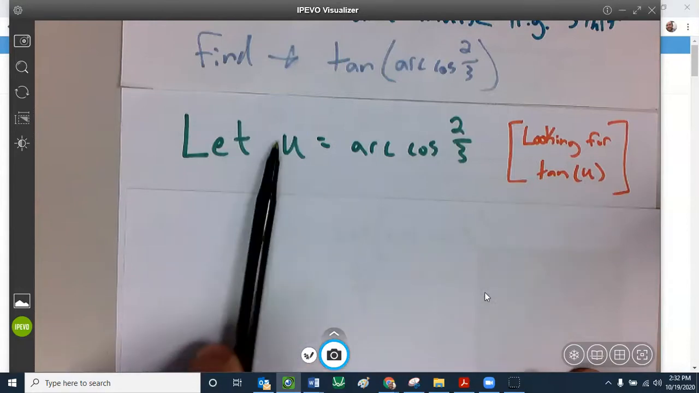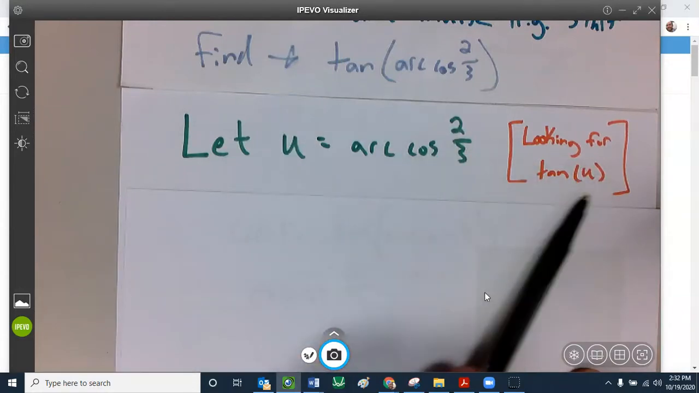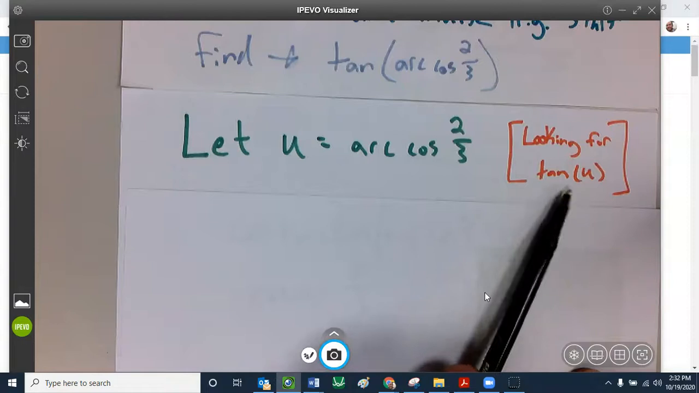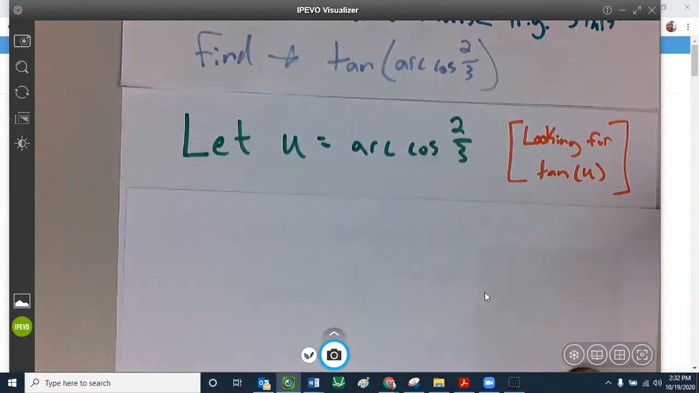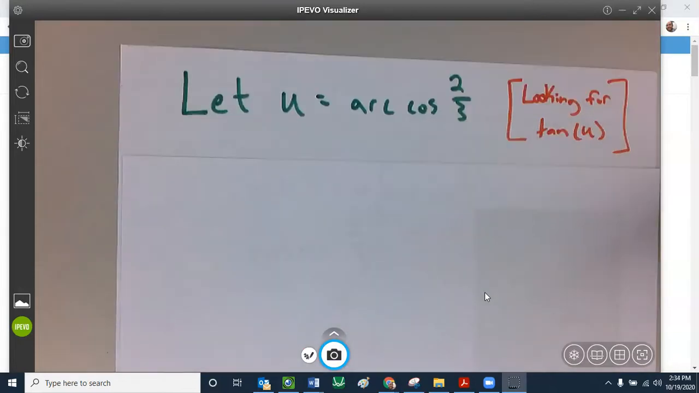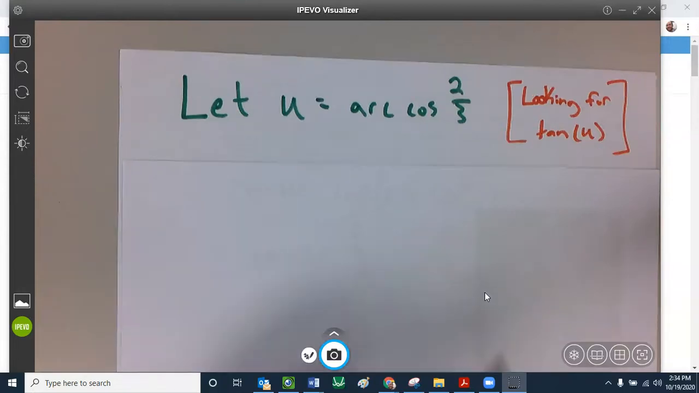Okay, so back to our little u substitution. Let's remember this. Put this in our back pocket. This is what we're trying to find. We let u equal the arc cosine of 2/3. So if u is the arc cosine of 2/3, I'm going to pull a little shenanigans here and say, you know what, I don't like all that arc cosine talk.